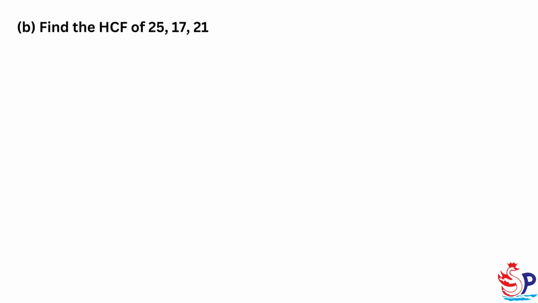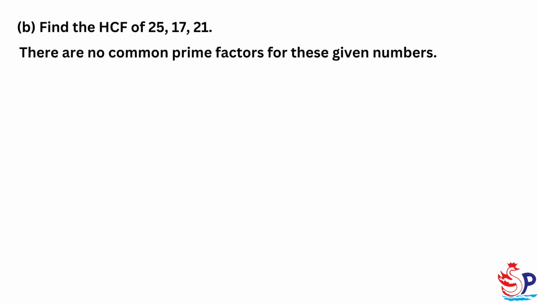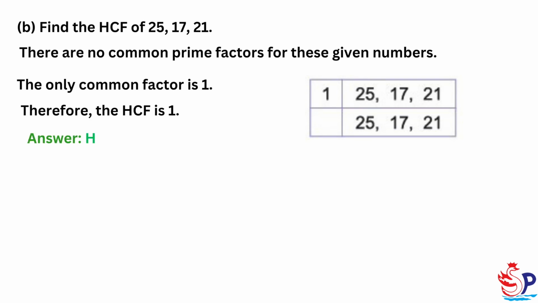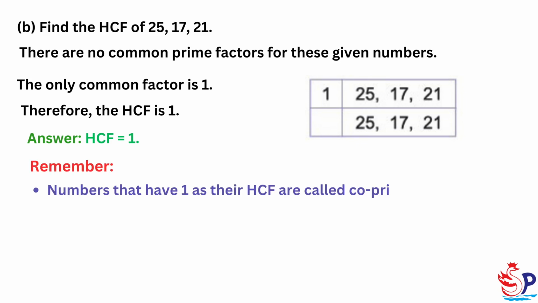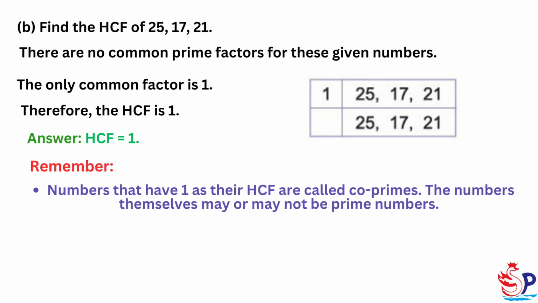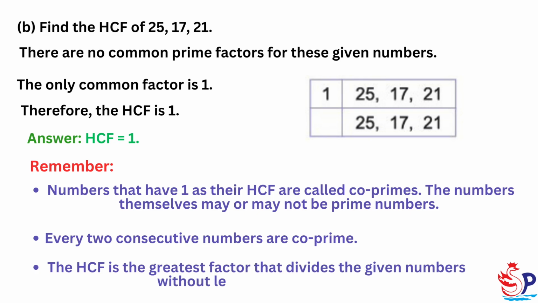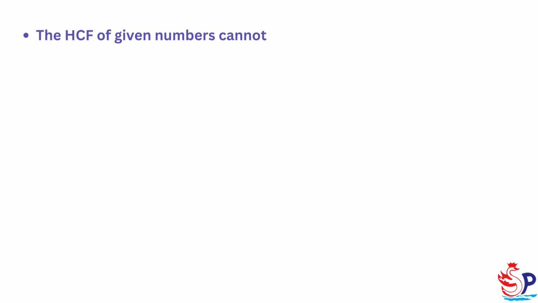B. Find the HCF of 25, 17, 21. There are no common prime factors for these given numbers. The only common factor is 1. Therefore, the HCF is 1. Answer. HCF equals 1. Remember, numbers that have 1 as their HCF are called co-primes. The numbers themselves may or may not be prime numbers. Every two consecutive numbers are co-prime. The HCF is the greatest factor that divides the given numbers without leaving a remainder. The HCF of given numbers cannot be bigger than any one of them.